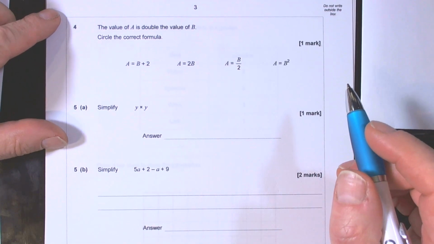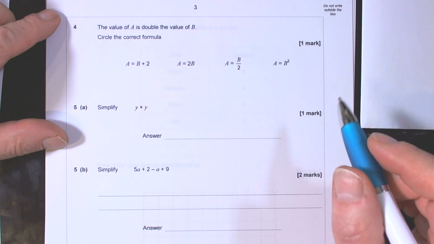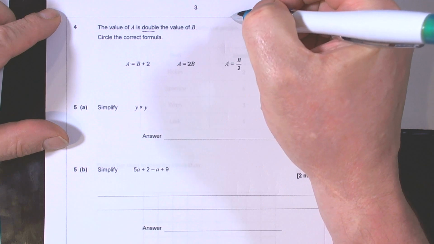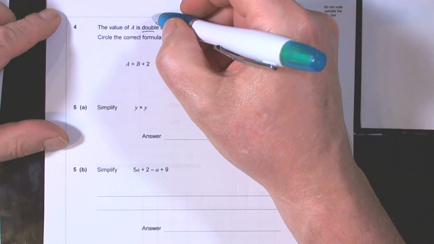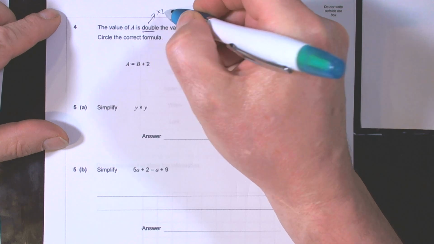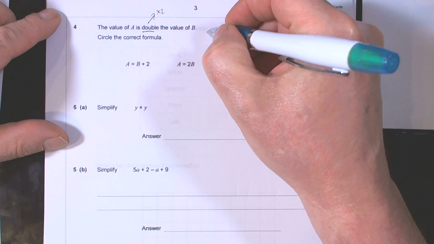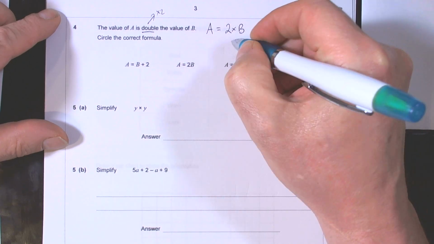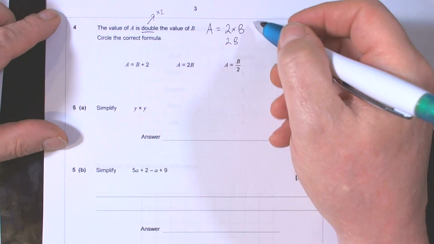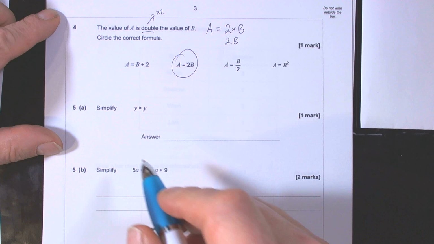Okay, so the value of A is double the value of B. Circle the correct formula. So again, underline what double is, the important thing here. Double means times by 2. So the value of A is double the value of B, so A is equal to 2 times the value of B, which in small letters, without the times sign, would be 2B. So A equals 2B.